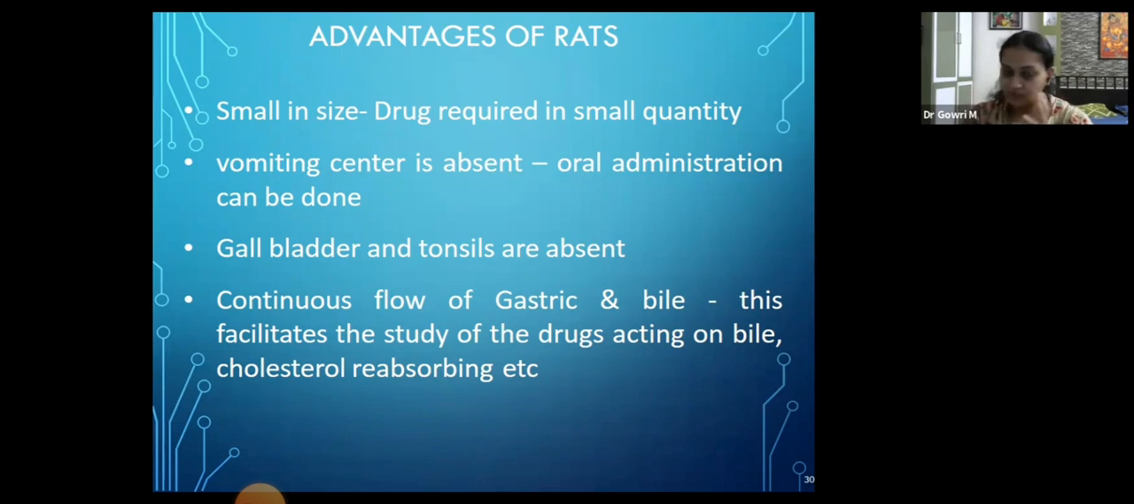So, if you really want to understand the pharmacological activity based on gastric mucosa, intestine, anti-allergic, bile related, in such cases the best model that you can rely on is rats.